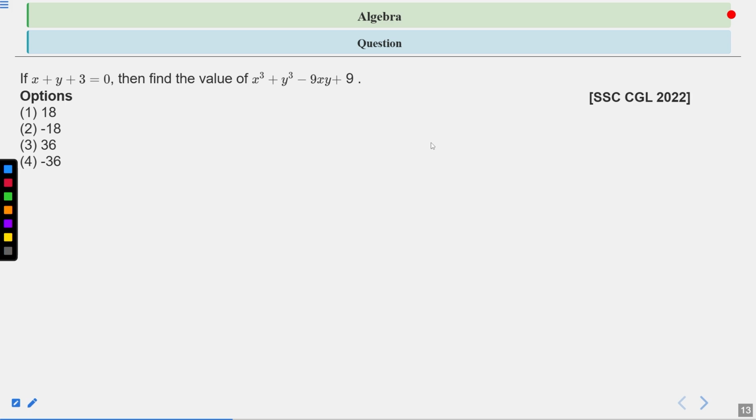If x plus y plus 3 equals 0, then find the value of x cube plus y cube minus 9xy plus 9. This question was asked in the SSC CGL exam 2022. There are 4 options. First one is 18, second is minus 18, third one is 36, and fourth one is minus 36. Now you have 10 seconds to analyze the question. Your time starts now.